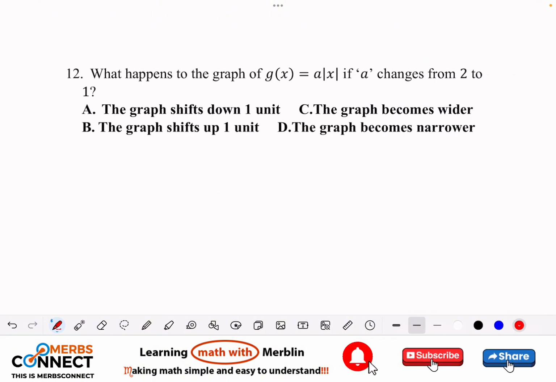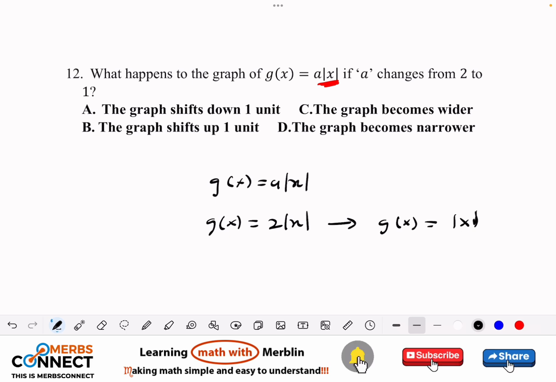And let's look at question 12. What happens to the graph of g(x) if we have something like this? If a changes from 2 to 1. So now we are looking at the idea that g(x) is equal to a times the absolute value of x. Now if a is 2, now it's changing to when a is 1. So we are going to have something like this.